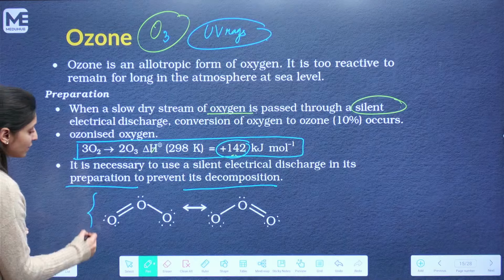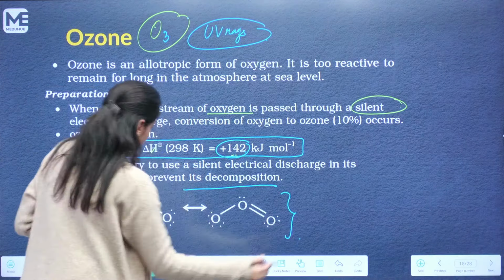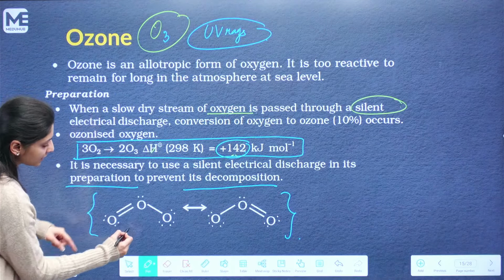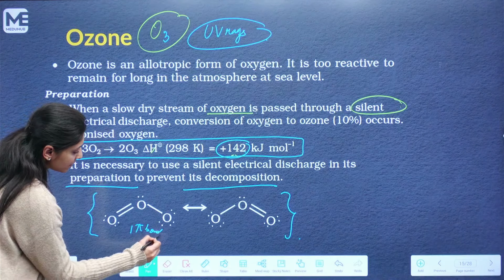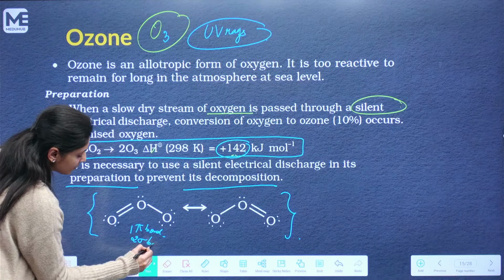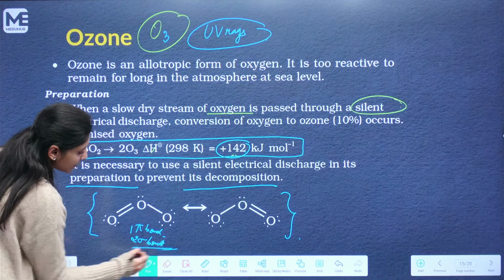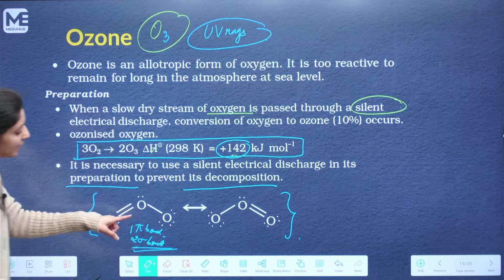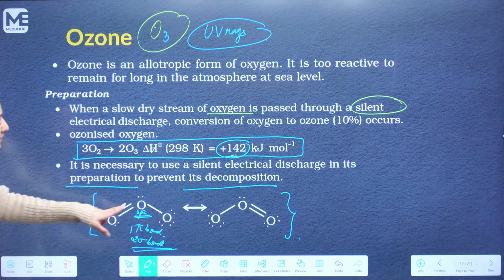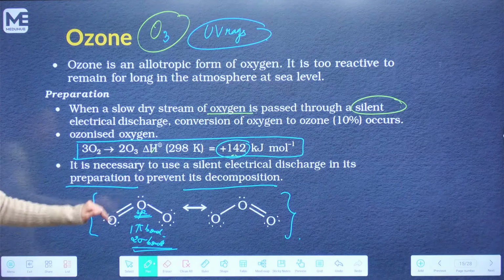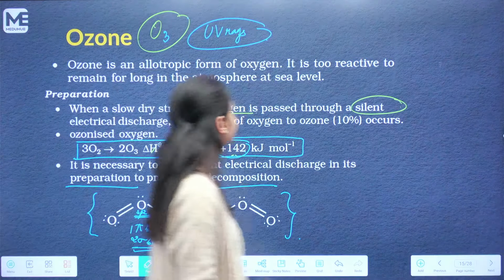We talk about the structure of ozone. It contains one pi bond and two sigma bonds. These are the two resonating structures, and the central oxygen is sp2 hybridized, and this pi bond is delocalized over the entire molecule.